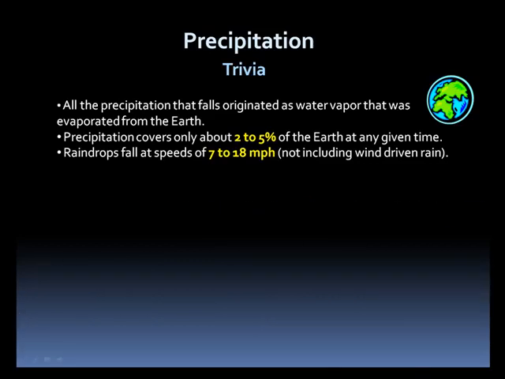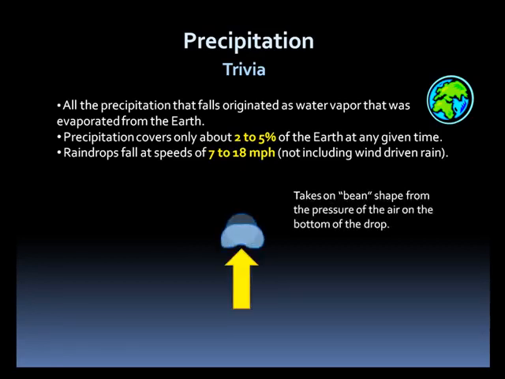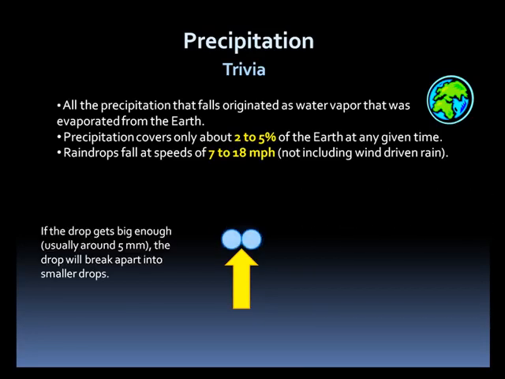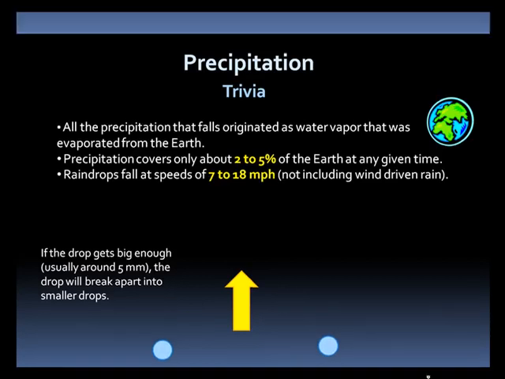Here is a cloud drop, now big and heavy enough to fall to the earth as a raindrop. As it falls, it has to react to the pressure of the air on the bottom of it. This deforms the drop into a bean shape. If the drop gets too big, the drop will break apart into 2 smaller drops, which also take on a bean shape. Let's try some other questions.